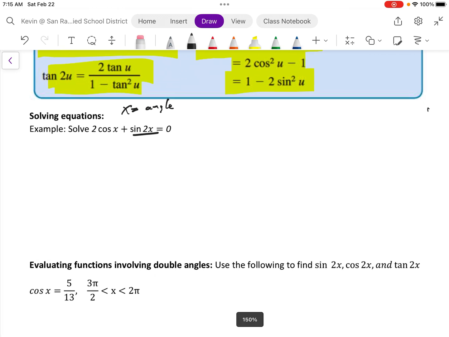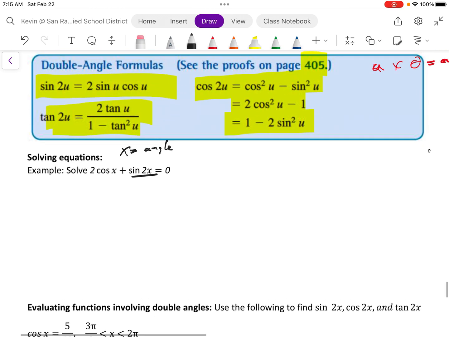So what do we do? Well, we identify here, okay, we have sine 2x. We can use our double angle formula. So we can rewrite this as 2 cosine x plus 2 sine x cosine x equals 0. Why did we do that? Well, now we have both of these terms. Here we had 2 terms, and the 2 terms really had nothing in common.